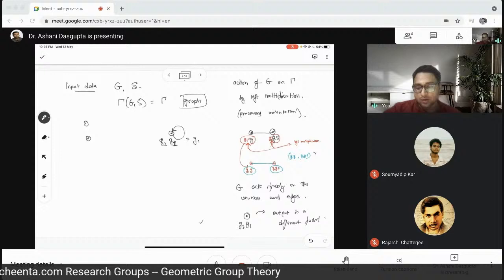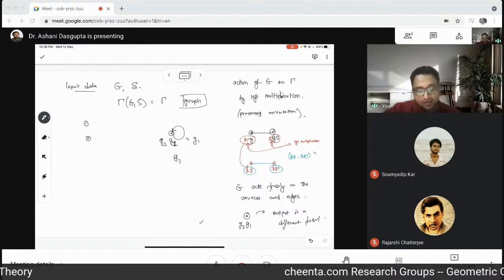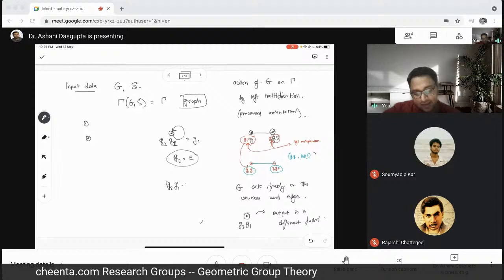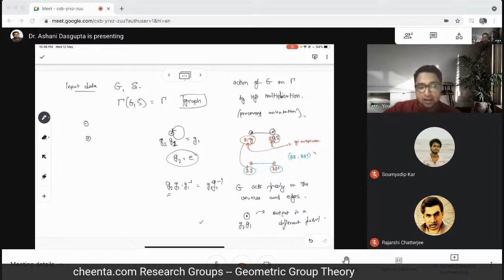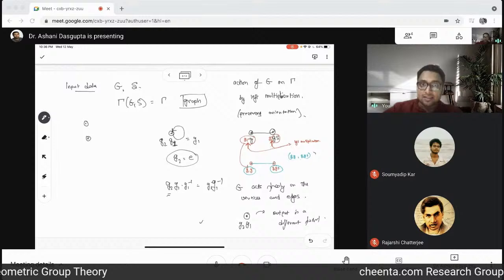What does that mean? It means G2 is identity, right? That is, if you multiply by G2 inverse on both sides, you'll get G1 inverse on both sides, you'll get G2 is equal to identity, which means that, well, I should have said acts freely on vertices and edges means that apart from the identity element, nothing else fixes anything.